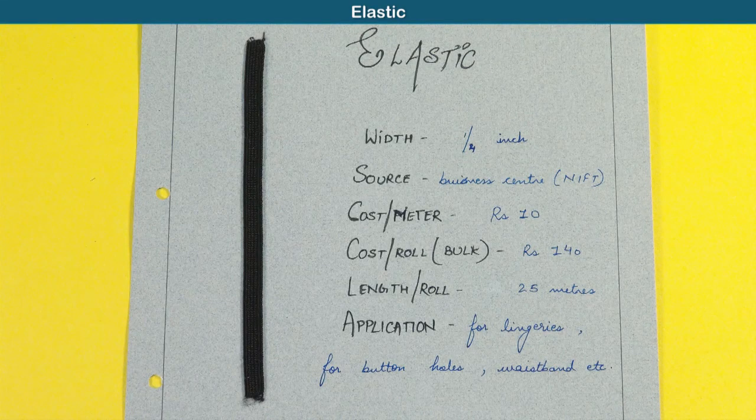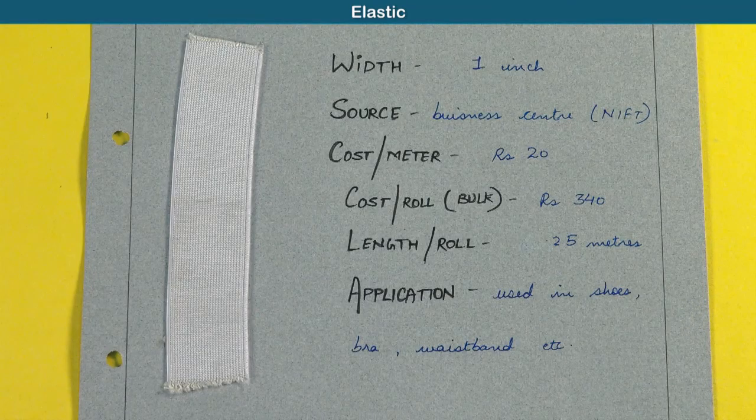Then this is the elastic, which is 1/4 inch. This type of elastic can be used for lingeries, for buttonholes, for waistband, etc. This elastic is 1 inch, which can be used in shoes, bras, waistband, etc.